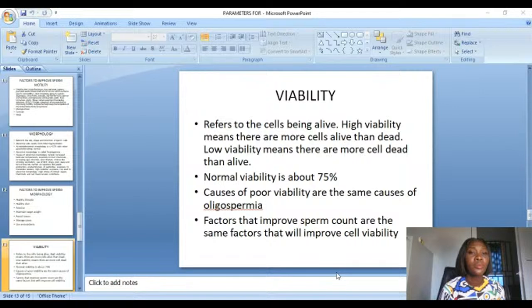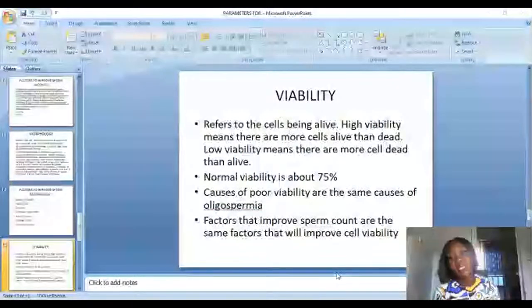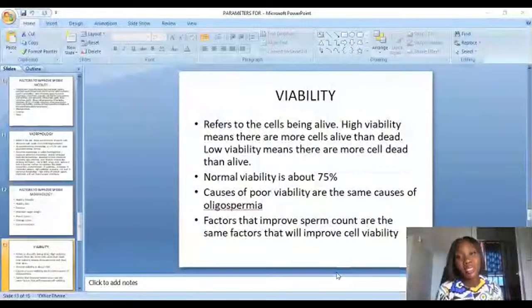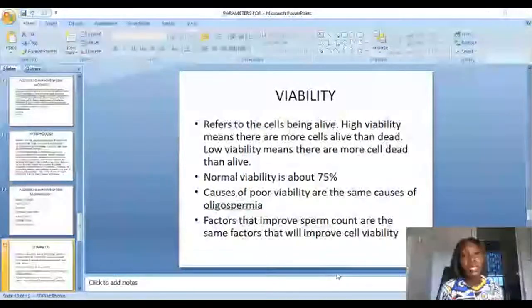Causes of poor viability are the same as for oligospermia, which is low sperm count, and the same factors that will improve sperm count will improve cell viability. So if you didn't get that, look at it again. If you are on our WhatsApp group, you will get these slides, this PowerPoint presentation, so that you can go over them again and understand the factors better.